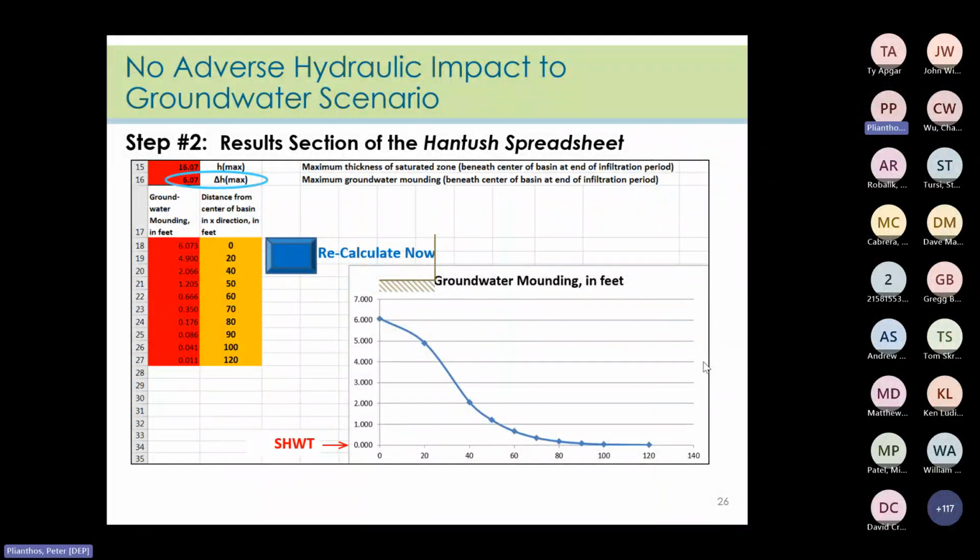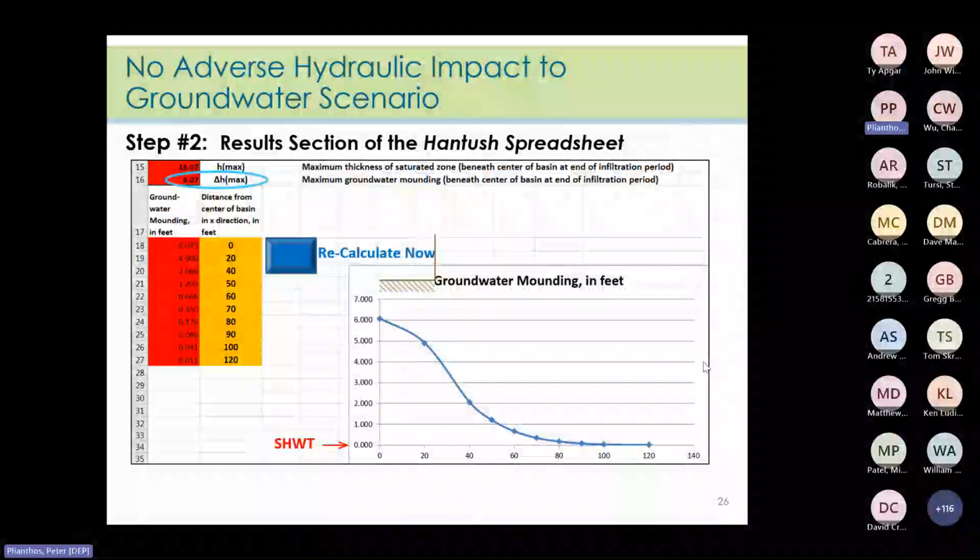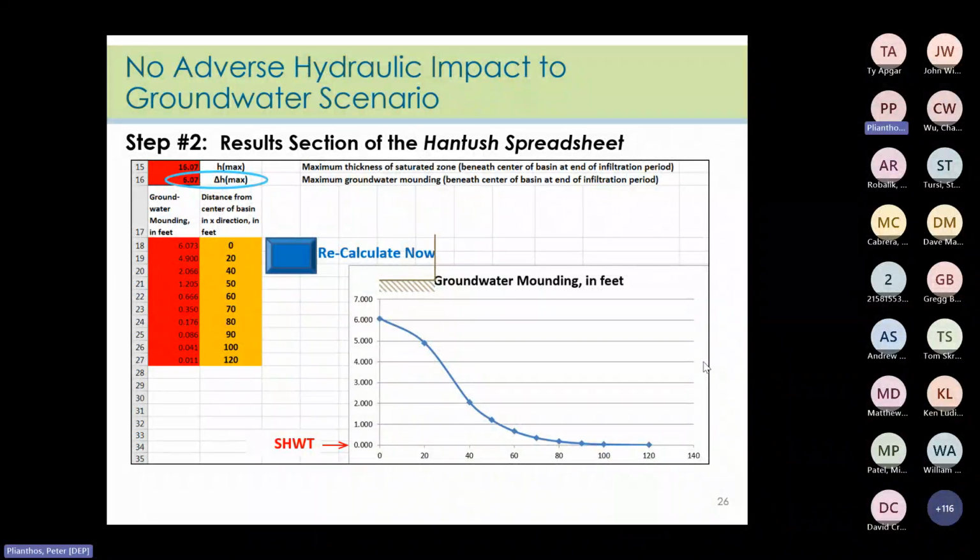Remember that had the height of the mounding been high enough to intersect the bottom of the basin, it would mean the mounding will interfere with the infiltration capability of the basin. We would have to run a new model or trial that would involve increasing the basin footprint to spread out the volume of stormwater being infiltrated.